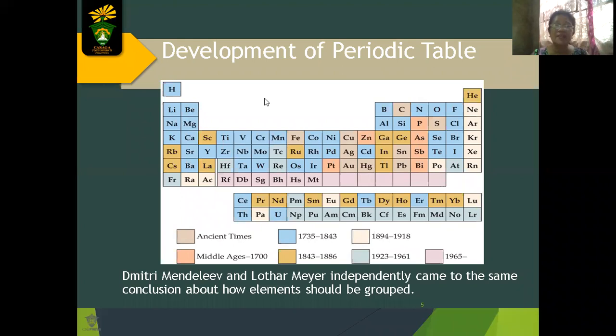At the same time, this is the time frame wherein these elements had been discovered. So it was the table of Mendeleev, which was patterned by Moseley. So they came up with Dmitri Mendeleev and Lothar Meyer with what we have now. That is the periodic table that we have.